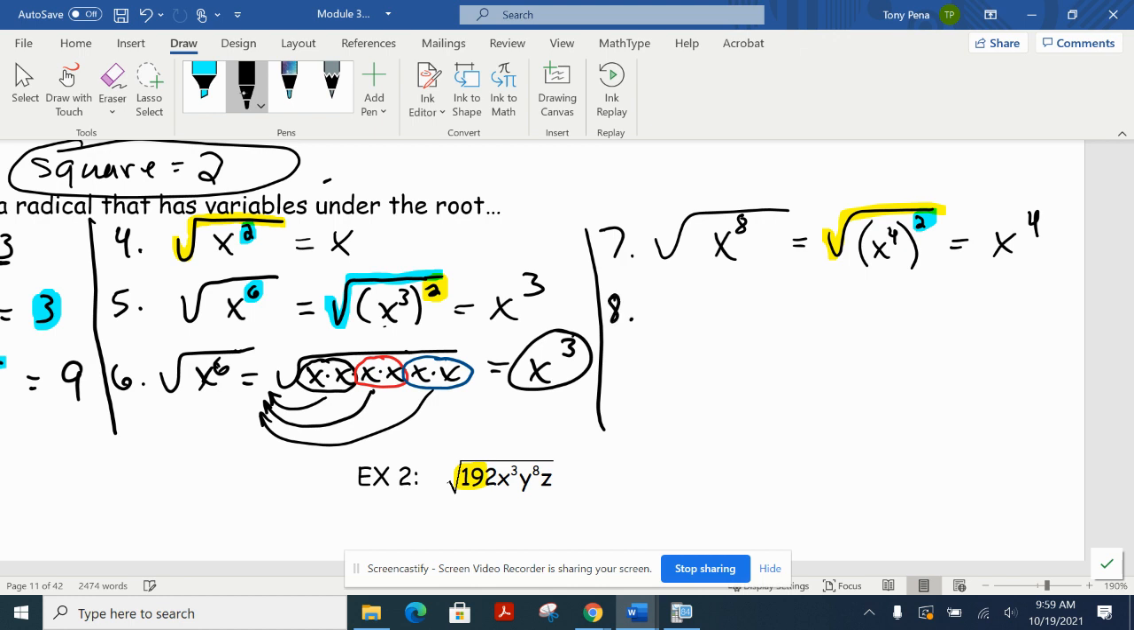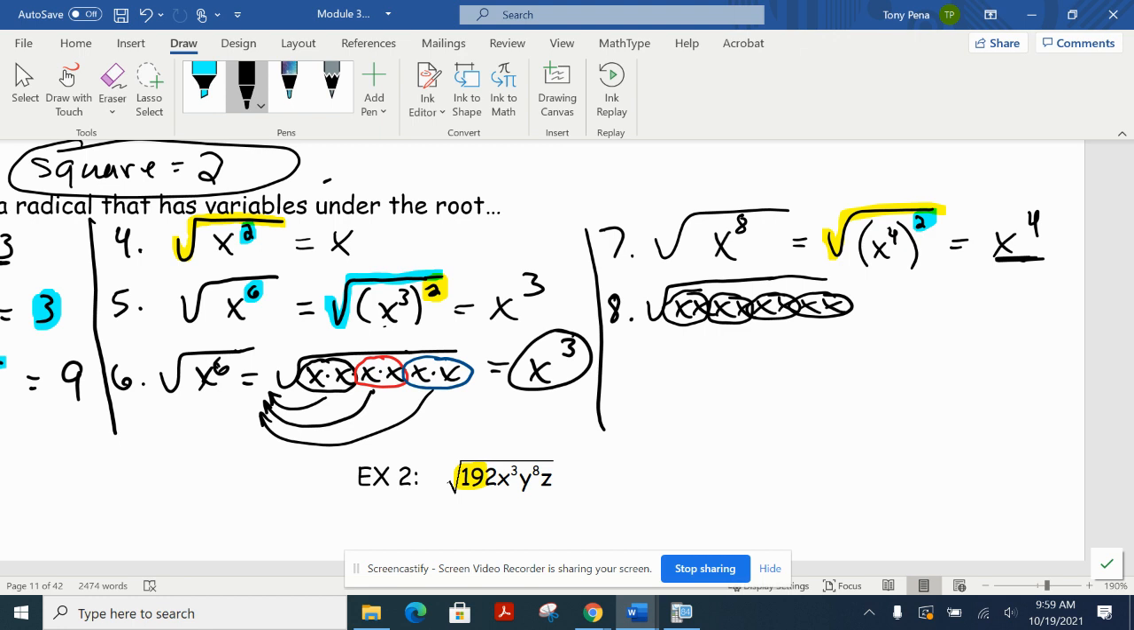Or if I went this route and I write 8 x's, think about how many sets of 2 friends that we have. So here's one set. Here is a second set, a third set. Notice, not coincidentally, we have 4 sets of friends, so we can pull out x to the 4th. All right, following that?